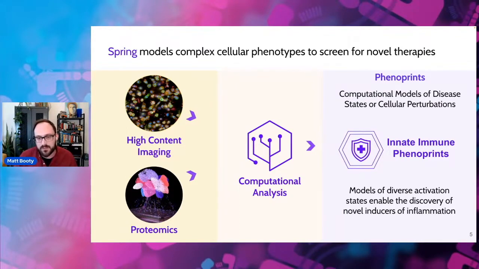And really the goal here is to construct what we term phenoprints. And a phenoprint is just a computational model. You can use these models to discriminate any number of things. They can be used to discriminate disease states, so you can actually discriminate healthy from disease cells using imaging and proteomics data. We can actually build models on aging, so we can determine whether cells, such as PBMCs, come from old or young individuals using these data. And in this case, we're trying to build innate immune activation phenoprints. So stimulating cells with different activators of the innate immune system and building computational models that can discriminate these different forms of activation using this imaging data.